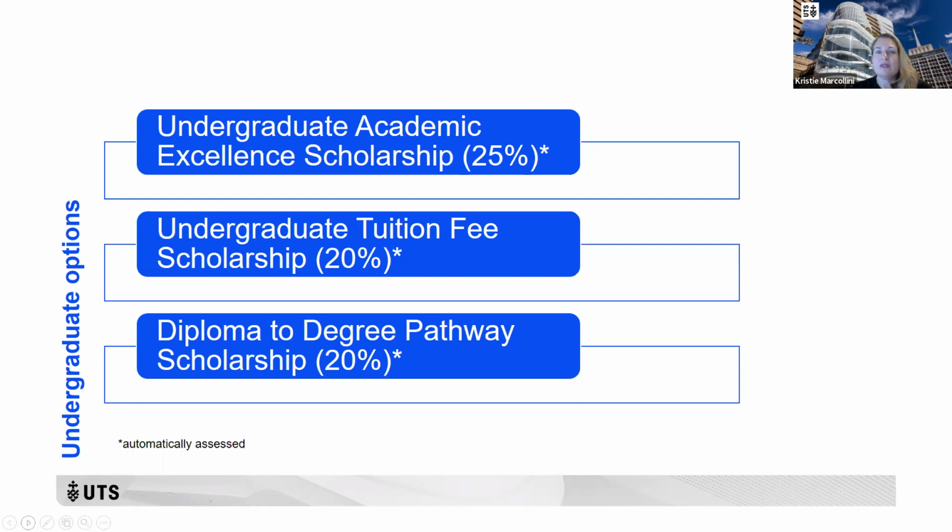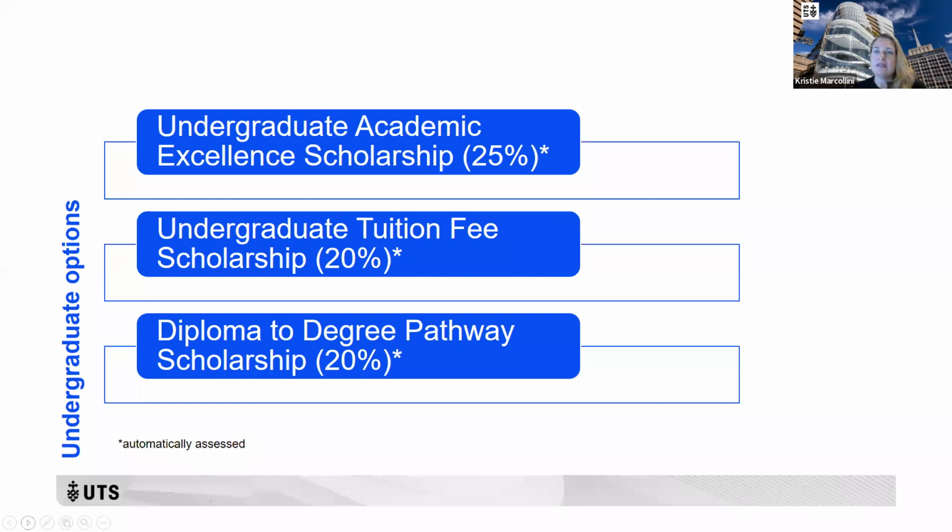We also have the Undergraduate Tuition Fee Scholarship, which is 20%. As I mentioned, academic excellence is merit-based. However, the undergraduate tuition fee scholarship is less merit-based and more about the qualification and where you've completed it. Then we have the Diploma to Degree Pathway Scholarship at 20%. That's for, as I mentioned, if you're thinking about going through the UTS College Diploma Pathway. If you finish the diploma at UTS College, moving into the UTS Bachelor degree, you'll receive a 20% scholarship.